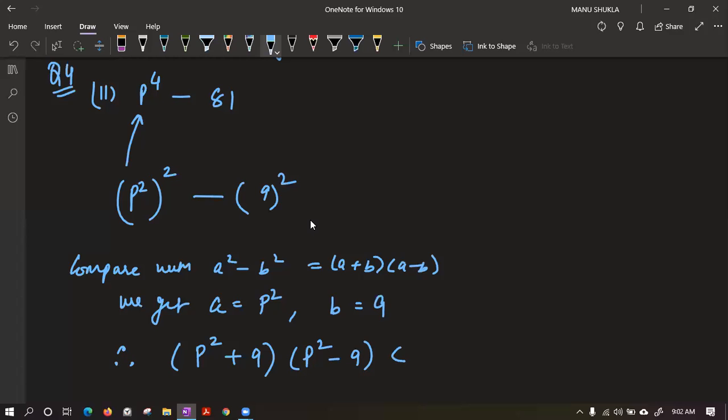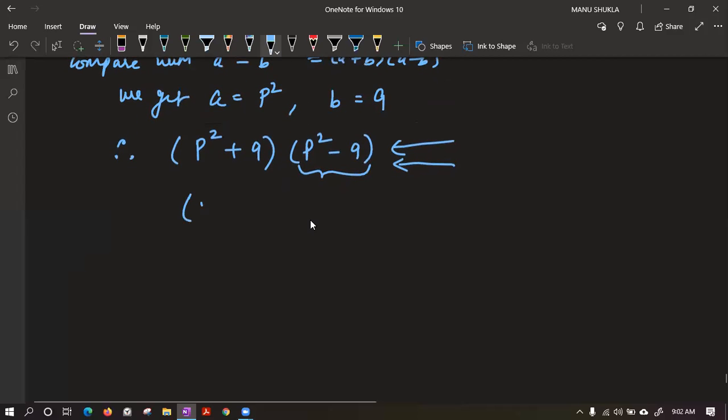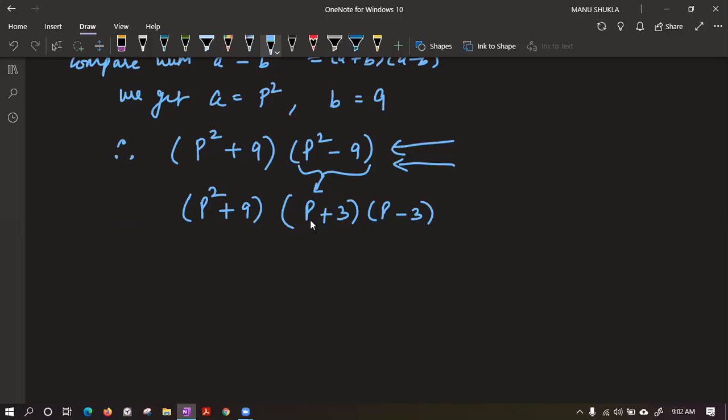So class, you can leave the question here also, but you will find that again the formula can be applied in this second term. What do you say? Can we again apply the same formula in the second term? If you want, you can leave it here also, it is correct. But if you want to further simplify it, you can again put the formula over here and say the final answer is p square plus 9 into p plus 3 into p minus 3. So again I have applied the formula in this case, and you will find this is the factorized form only.